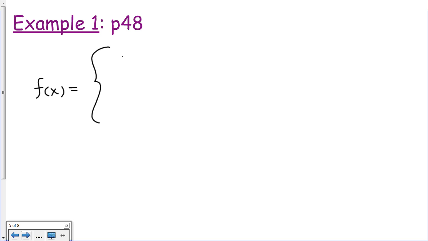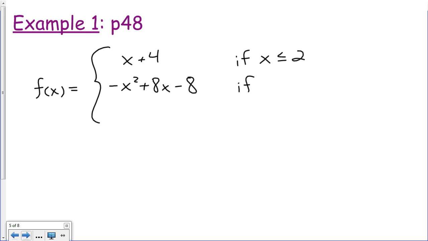So the first part there is x plus 4, and that's defined on the domain if x is less than or equal to 2. And then we have the opposite of x squared plus 8x minus 8, and that's defined if x is between 2 and 5. And the last part of this is x plus 2, and that's if x is greater than or equal to 5. So there's our piecewise function that they've given to us.